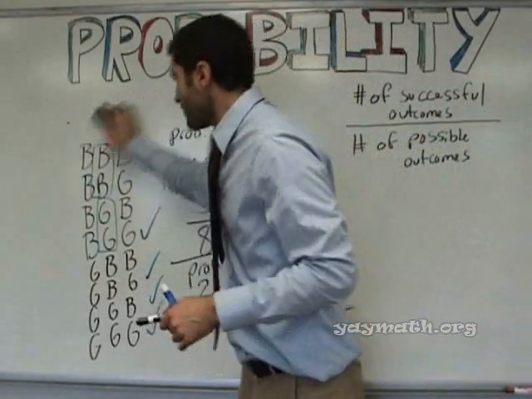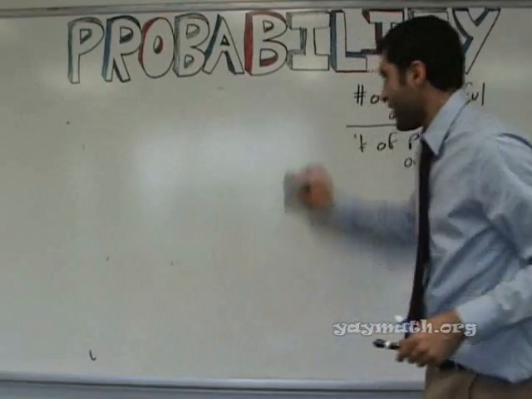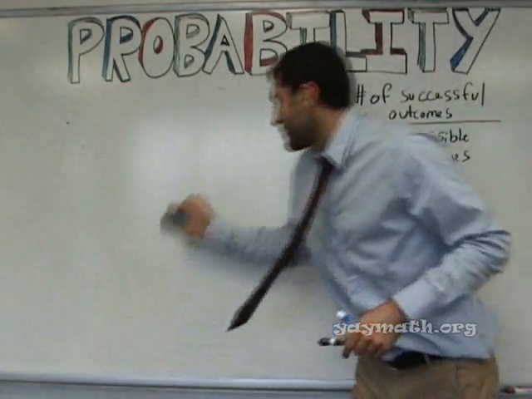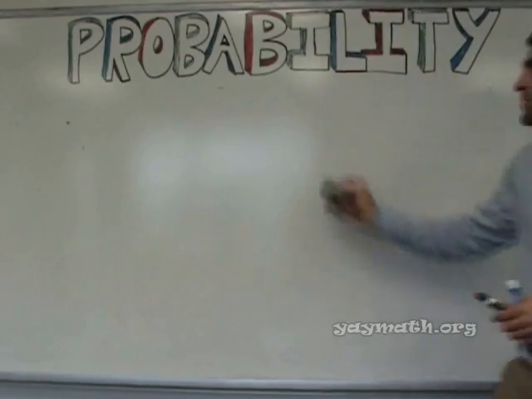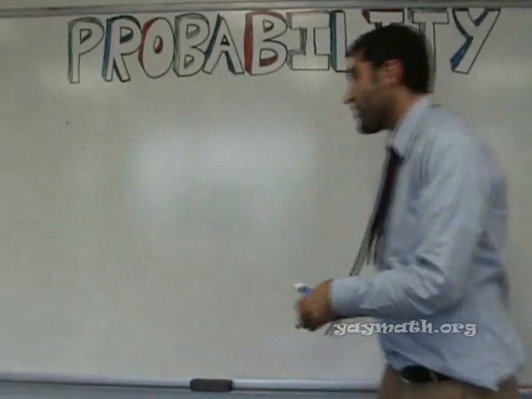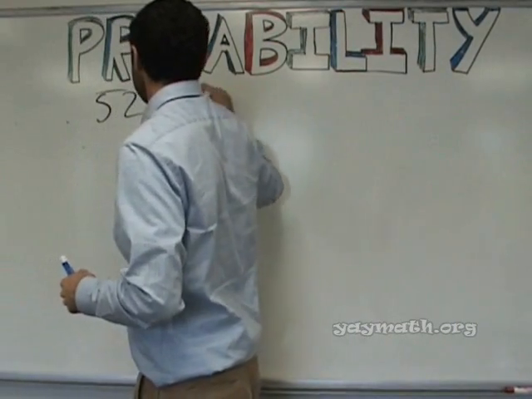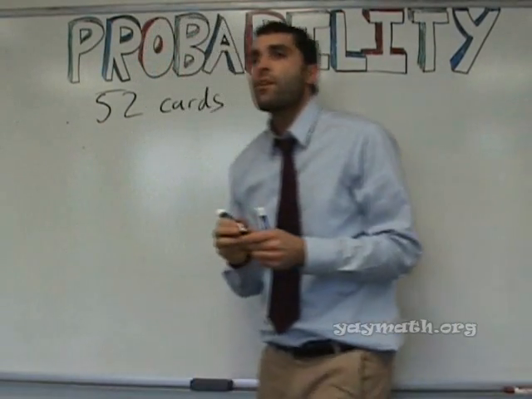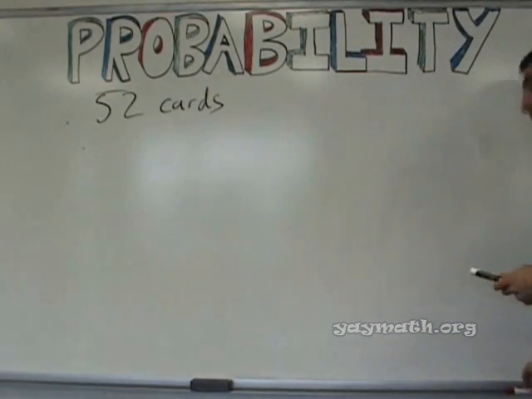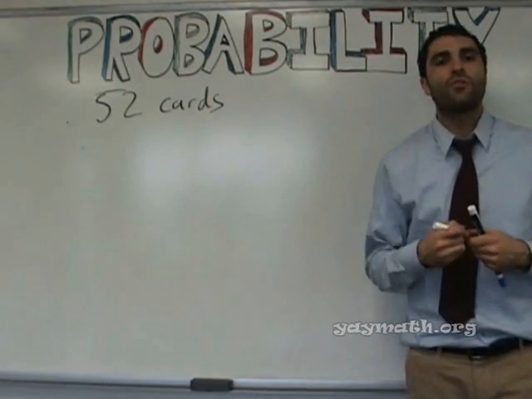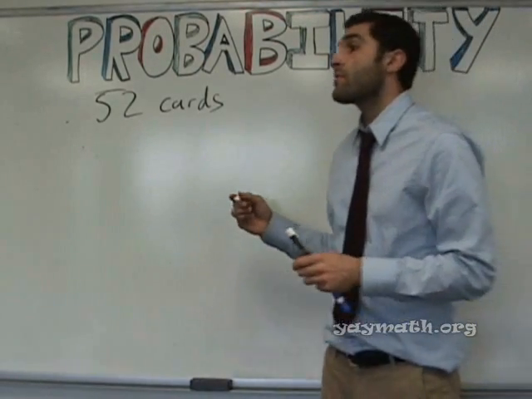Okay, now, let's talk about the deck of cards. How many cards are in the deck without the jokers? 52. 54 with 2 jokers. 52 cards. How many different colors? Two. What are they? Red and black. What are the different suits?